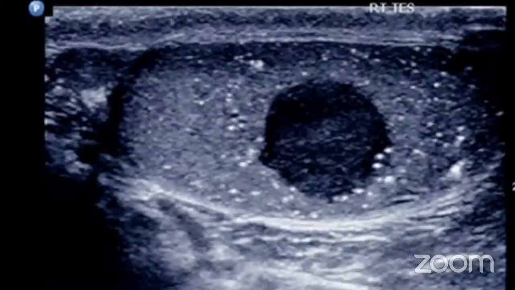So that's what the scan shows. Talk me through the image, please. It shows there is a hypoechoic abnormality in the testis with surrounding microlithiasis, which looks suspicious, and I'm going to counsel him for a radical orchidectomy.